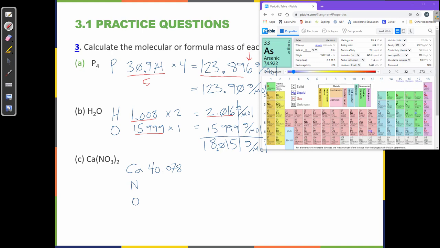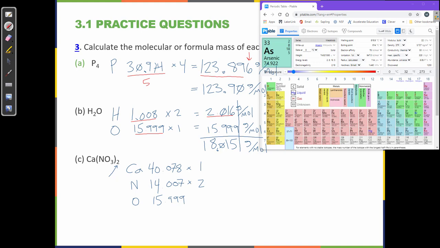Okay, nitrogen, 14.007. Oxygen, 15.999. Okay, I have one calcium, according to this formula. How many nitrogen are there? So there's one nitrogen in an NO3 unit, but this subscript here is saying that I have two NO3 units. So if there's one nitrogen atom in each and I have two of them, then I have two nitrogen atoms.